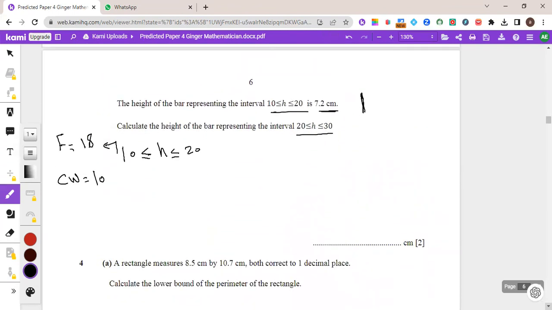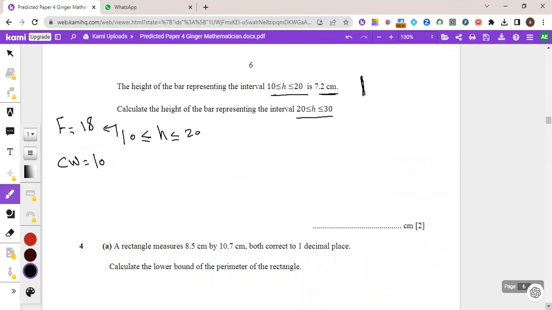Can you find the frequency density? Yes. It is frequency divided by class width, which is 18 divided by 10 equals 1.8.